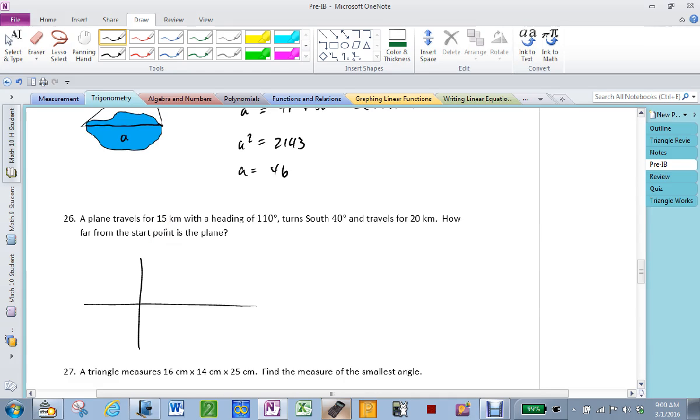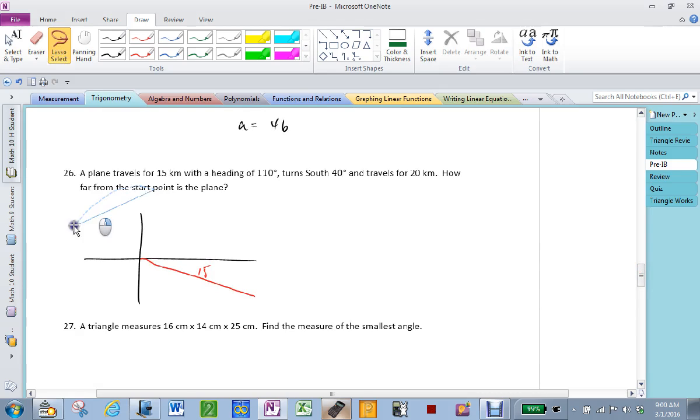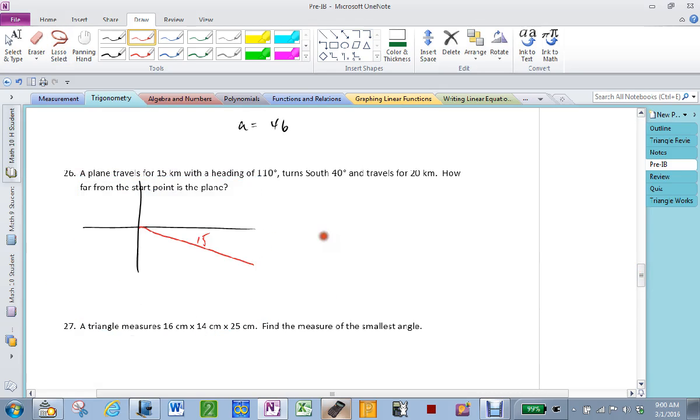So the plane goes for 15 kilometers on that heading, yes? So it's going to truck out here. For 15, yeah? Everybody cool? Yeah. Now he turns south 40 degrees. What way is south for this plane? Up or down? Down. 40 degrees, right? So if he doesn't turn, he continues on this path, correct?